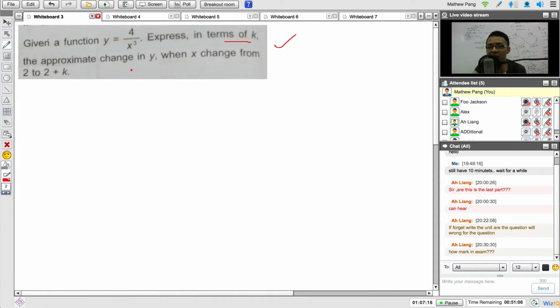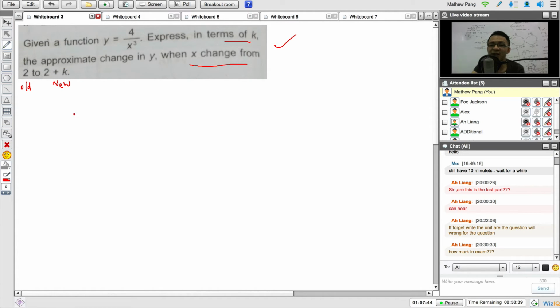The approximate change in y when x changes from 2 to 2 plus k. Something very important over here is that this is the new value and this is the old value, because it makes sense. He said change from 2 to 2 plus k, right? So from old to the new value.